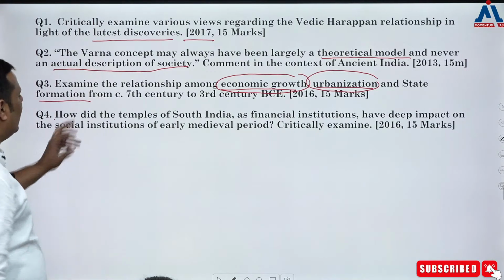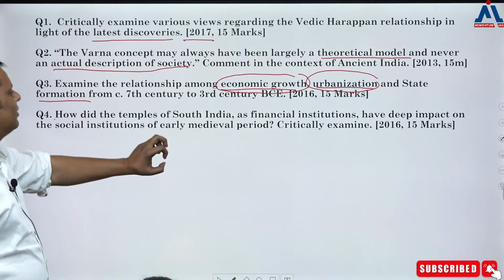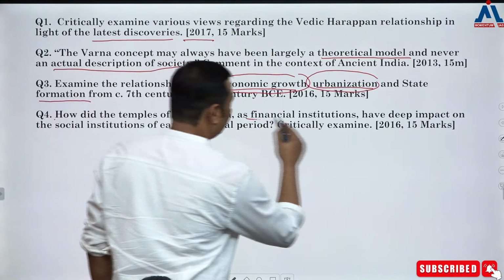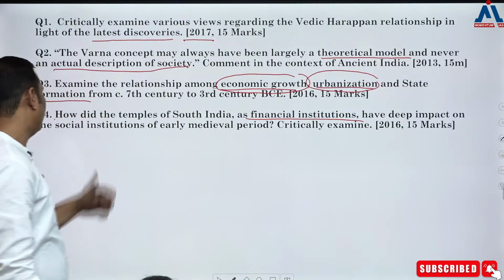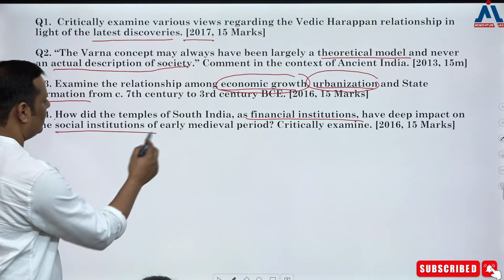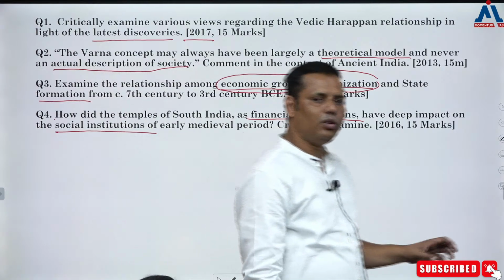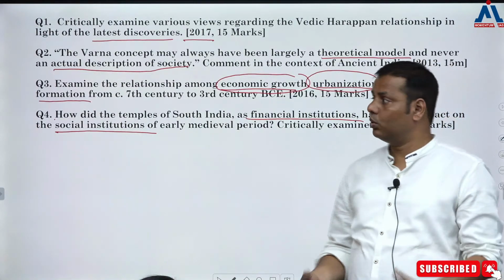Next, how did the temple of South India as a financial institution have deep impact over the social institution? Now this part you read in the text, but you do not read much about the social institution of the early medieval period. So how come the temples were having impact over the society, or how come it was a social institution?